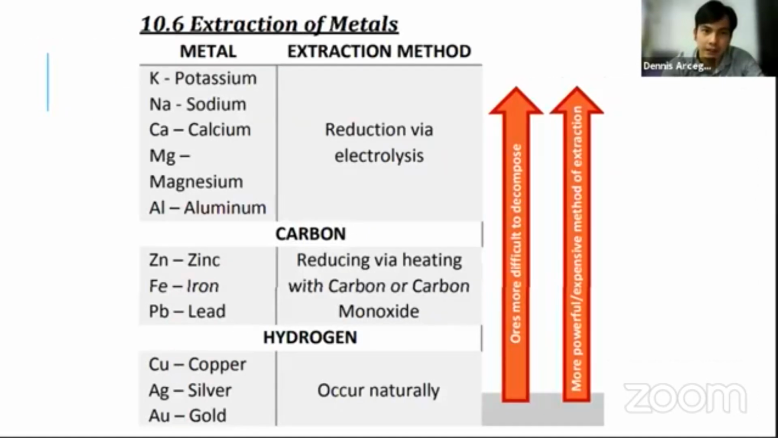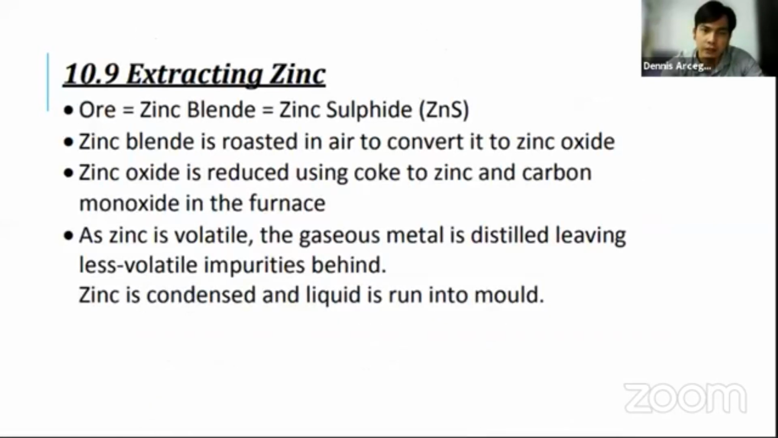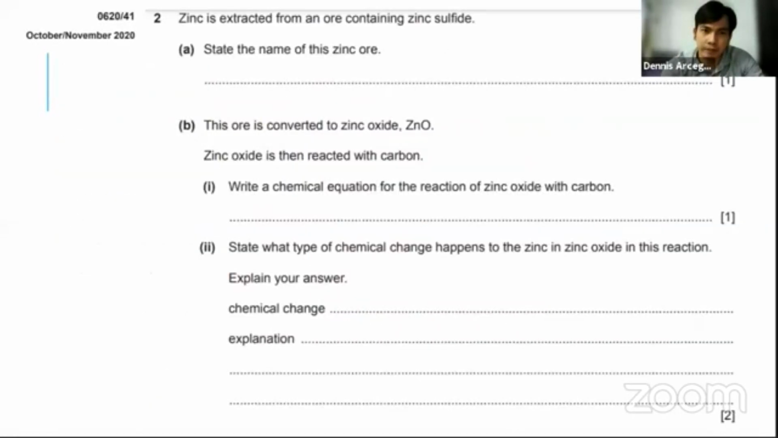The next is extraction of metals. For this extraction of metals, I have shown you aluminum already, so no need for this one. Let's try this one. State the name of the zinc ore. Zinc is extracted from an ore containing zinc sulfide. So what do you call the ore of zinc?